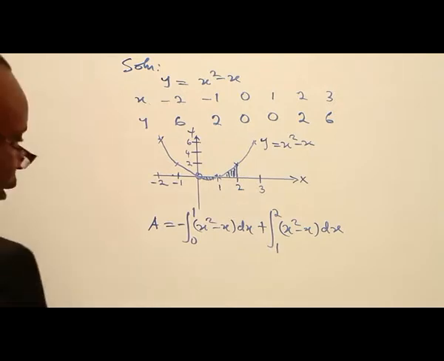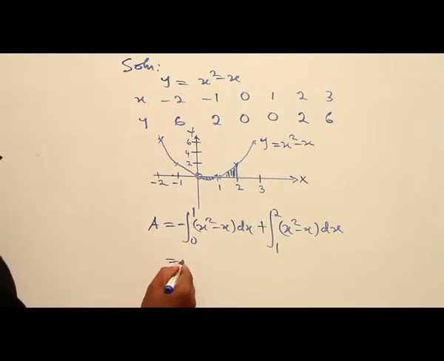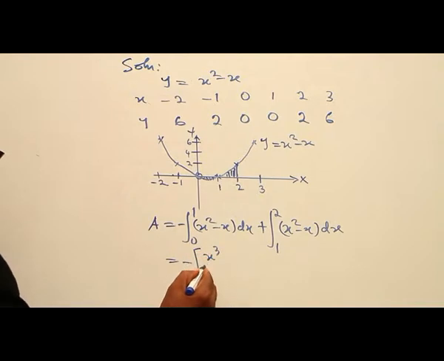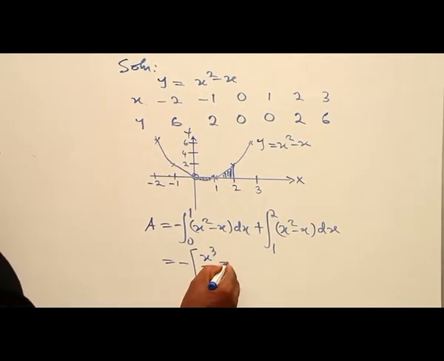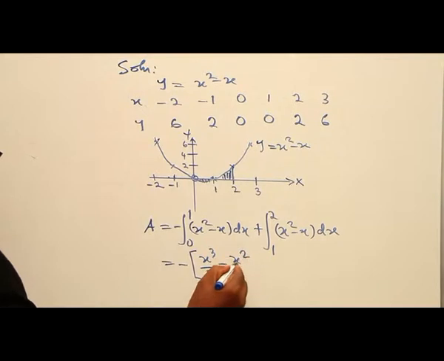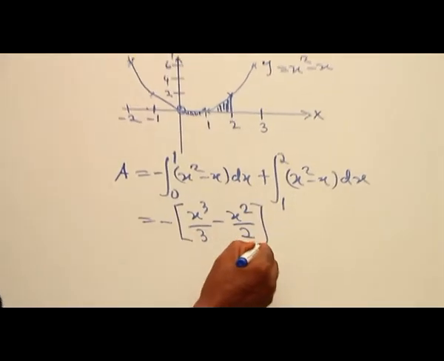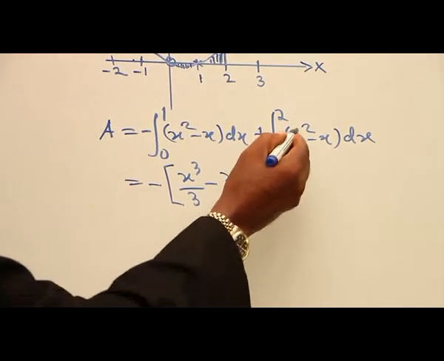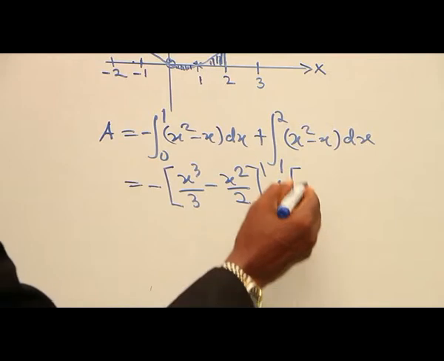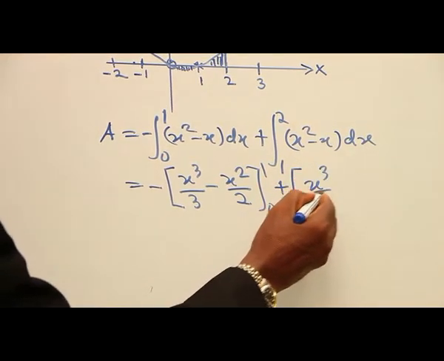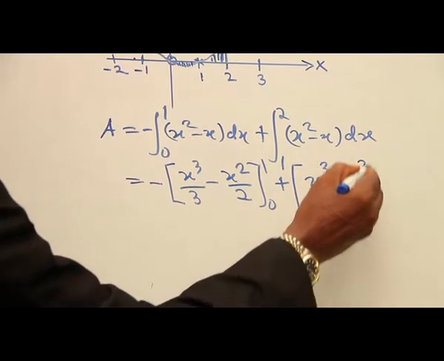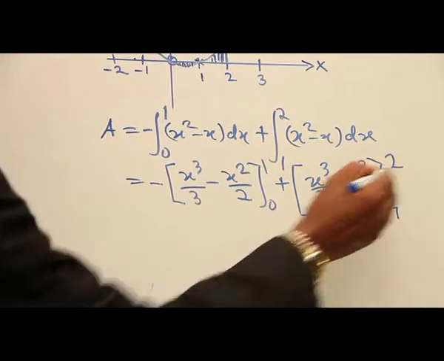Now that you have gotten that, what do we do? This becomes minus, don't forget this minus, then let's open a bracket. If you integrate this, you have x cubed all over 3, and if you integrate this, you have x squared all over 2. You close the bracket and evaluate from 0 to 1. Plus, we do the same thing here, open the bracket, and that is x cubed all over 3 minus x squared all over 2, evaluated from 1 up to the point 2.